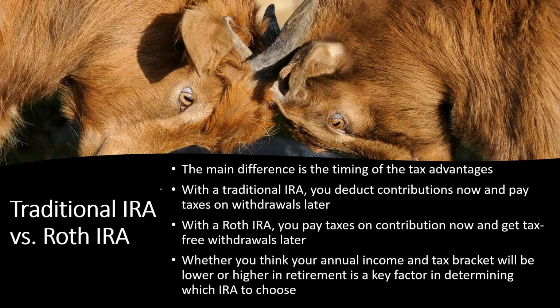So your default position would probably be, I'm going to put money into an IRA or a 401k plan, unless I feel that I'm in a circumstance where I would be better off putting money into, say, the Roth, which again could be that your tax rate currently is fairly low. So whether you think your annual income and tax bracket will be lower or higher in retirement is a key factor in determining which IRA to choose.